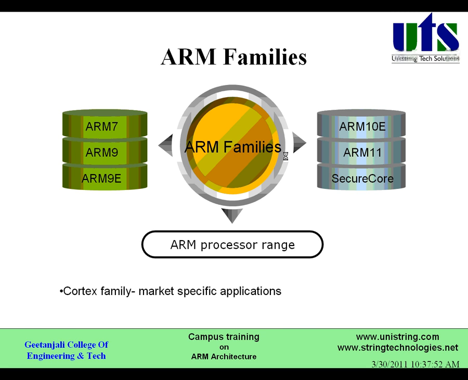So in the market, in the ARM architectures, there are some versions: the ARM7 version, ARM9, ARM10, ARM11, SecurCore. These are the ARM families. Each family's features differ from the other families' features. So you should select which family you want for your application and which extension you want for your application. Everything depends on our application, so that's why an embedded system is called dedicated, for dedicated applications. So these are the different families available in the market.